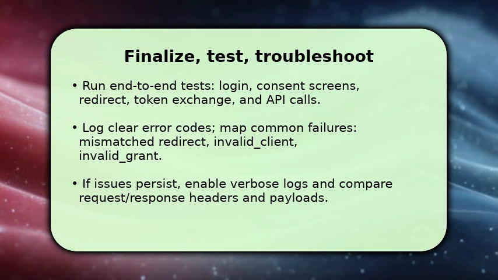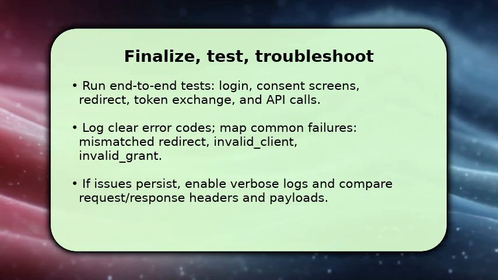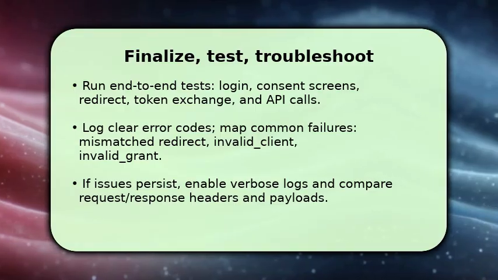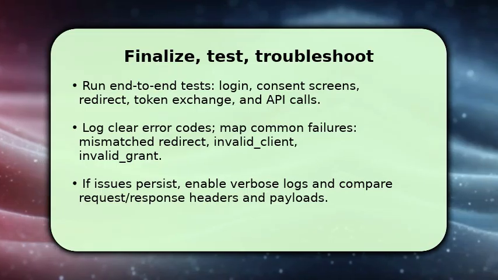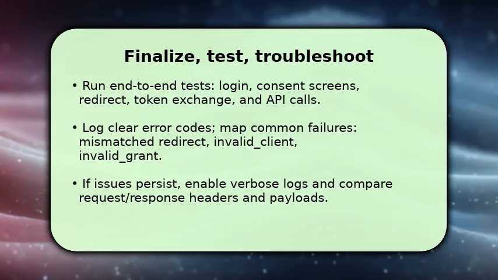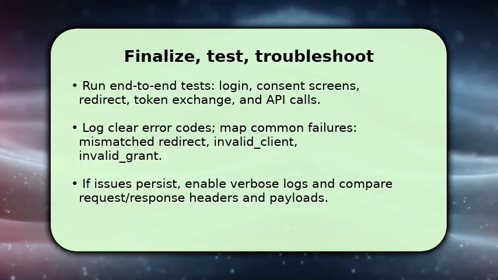If you hit errors, inspect error codes and HTTP responses. Mismatched redirect URI, invalid client, and invalid grant are the most common. For troubleshooting, enable detailed logs and compare headers and JSON payloads to the expected OAuth flow to quickly pinpoint where the exchange breaks.